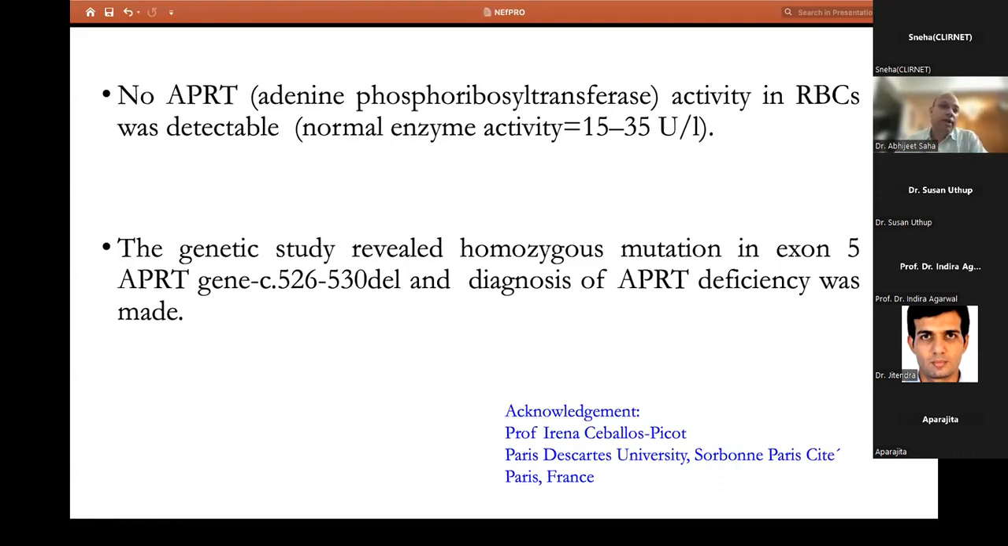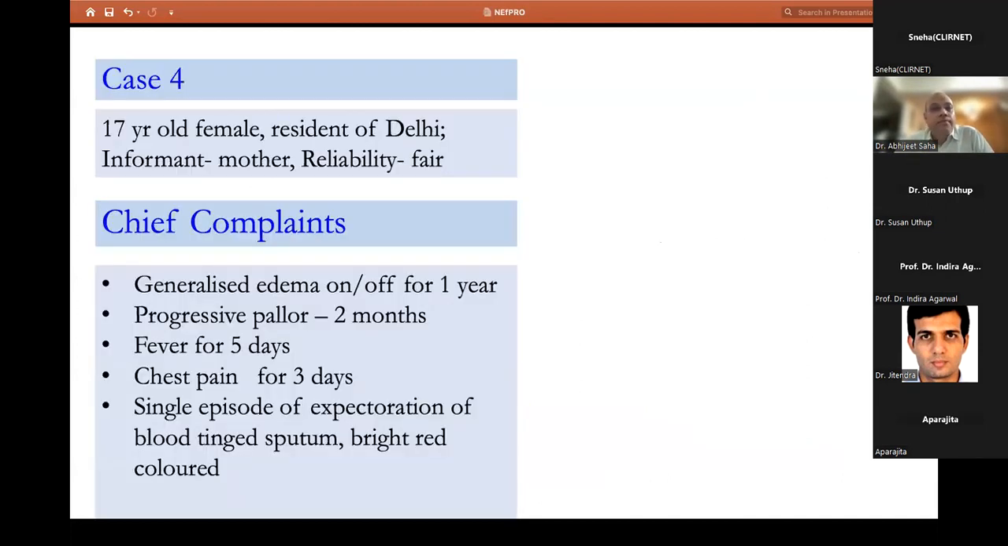So this child actually came out to be a child with an APRT deficiency, which is one of the metabolic disorders, and which was confirmed by the genetic test, as you can see here.